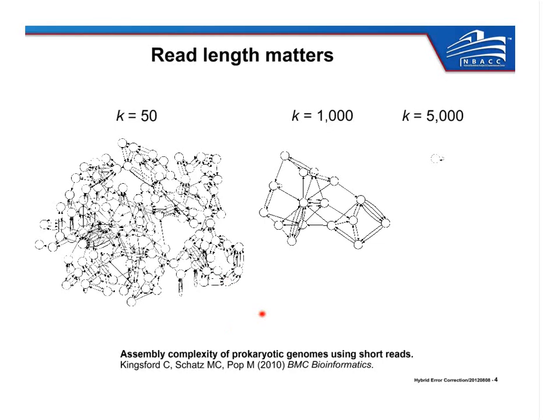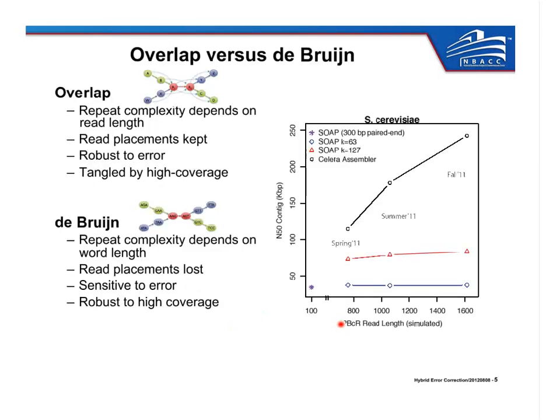So the layman's analogy is if you're doing a puzzle, you want big pieces in your puzzle. If you're trying to put together a Dora the Explorer puzzle with 10 pieces, that's much easier than putting together a Where's Waldo puzzle with 10,000 pieces. So the larger the pieces are, the easier we can do an assembly. So the question is, do we do that with the traditional overlap-based approaches, or do we do that with the De Bruijn approach, which has been the fad for the past 5 years?